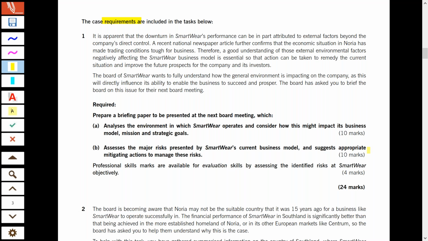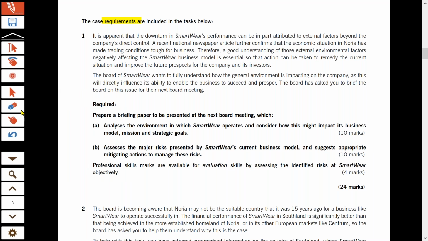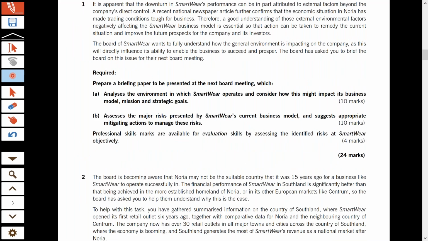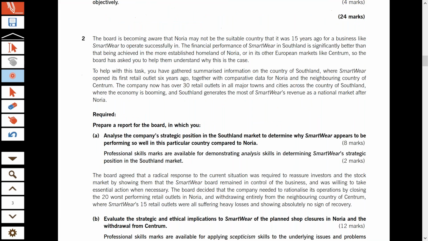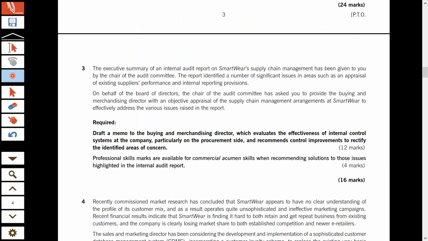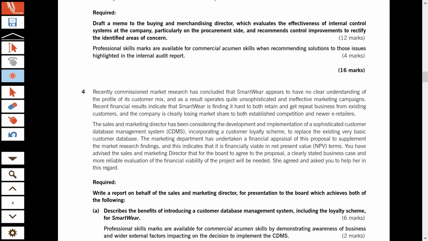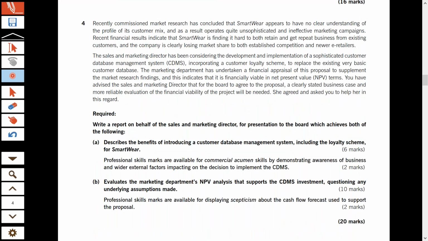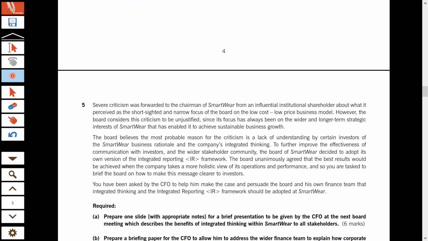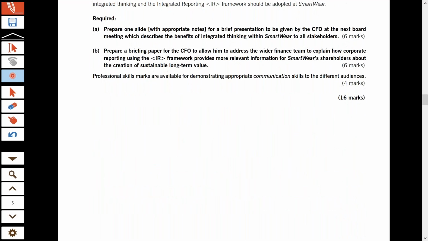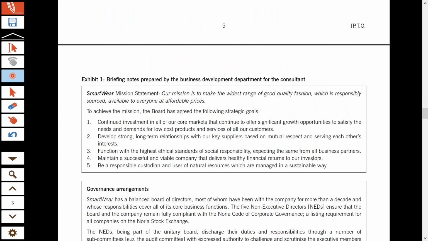So question number 1. Sorry guys, I'm just struggling with my throat. Question number 1, there'll be 1A and 1B, followed by question number 2, 2A, 2B, followed by question number 3. It doesn't have A or B, it's just question number 3, followed by question number 4, 4A and B, question number 5, A and B. Okay. After the questions, now you will start seeing the exhibits. They will come in one by one.